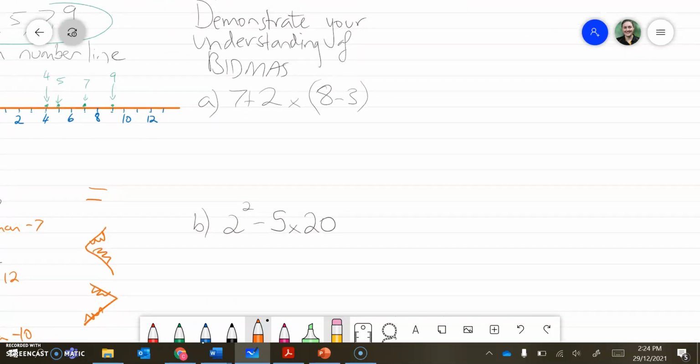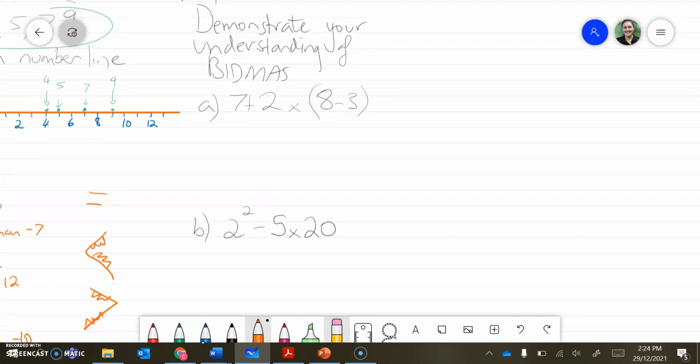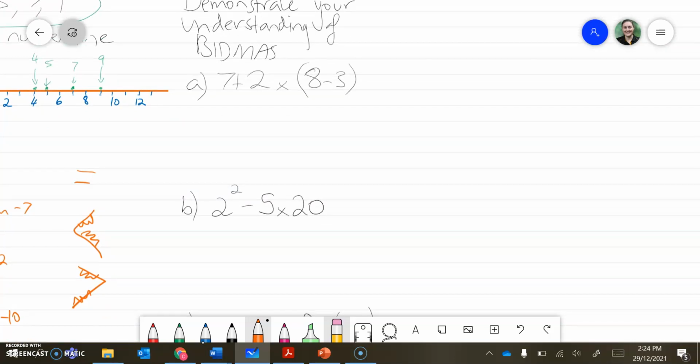Okay, and our last worked example is having a look at our understanding of BIDMAS, or our order of operations. So what we need to do is in our first one here, we've got 7 plus 2 times (8 minus 3) in brackets. So remembering that with our BIDMAS, we do brackets first, then indices, then division, multiplication, depending on which one happens first, and then addition, subtraction, depending on which one happens first, working left to right.